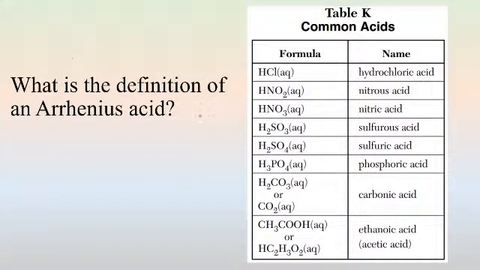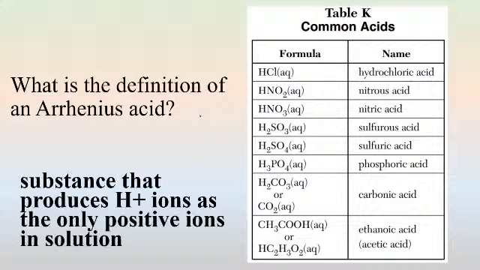What is the definition of an Arrhenius acid? So you should know that it is a substance that produces hydrogen ions as the only positive ions in solution. It could also refer to them as H3O plus ions or hydronium ions, because hydrogen ions are tiny and little and they do not like to be by themselves, so they usually stick onto a water molecule and make H3O plus.